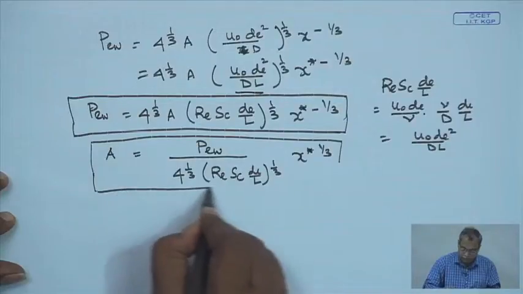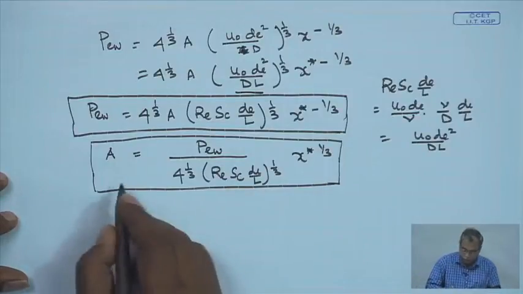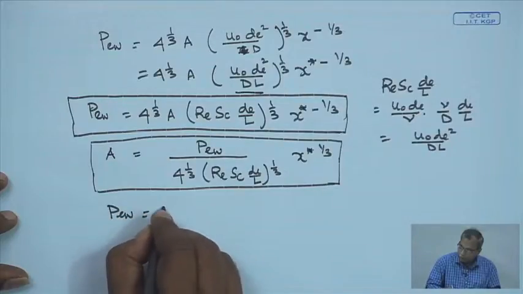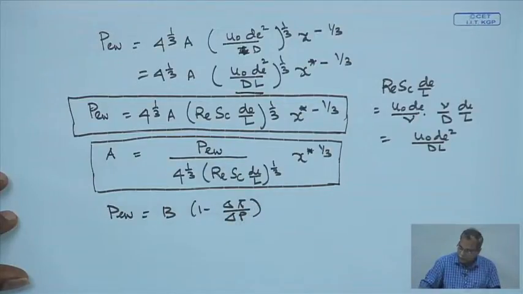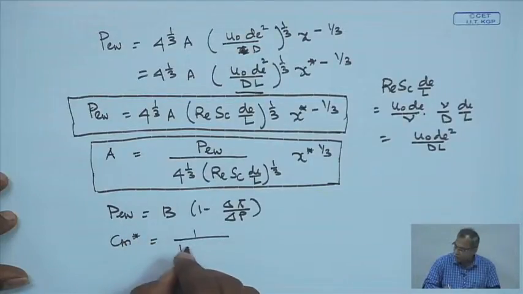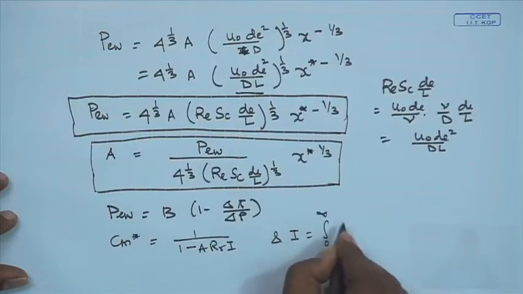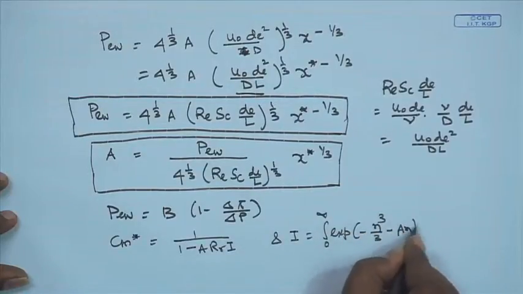So, now let us write down what are the different equations we are having. The different equations we are having: this will be the expression of A, Pw will be the osmotic pressure model B times 1 minus delta pi by delta P, and you will be having the expression of I, and Cm star will be 1 over 1 minus A r r I. And what is the expression of I? I is the integral from 0 to infinity of exponential minus eta cube by 3 minus A eta d eta.